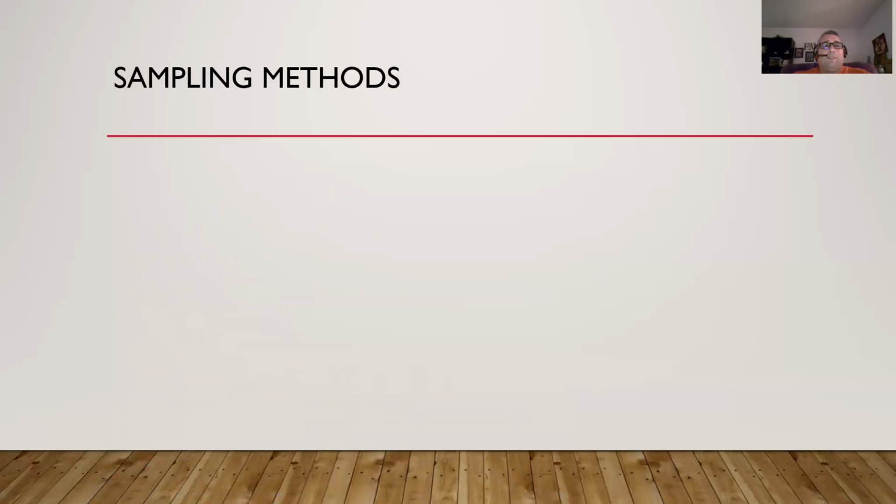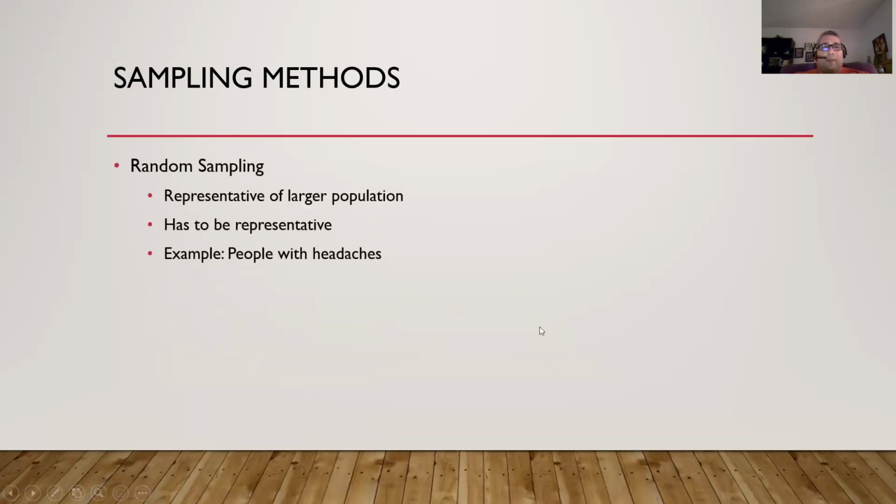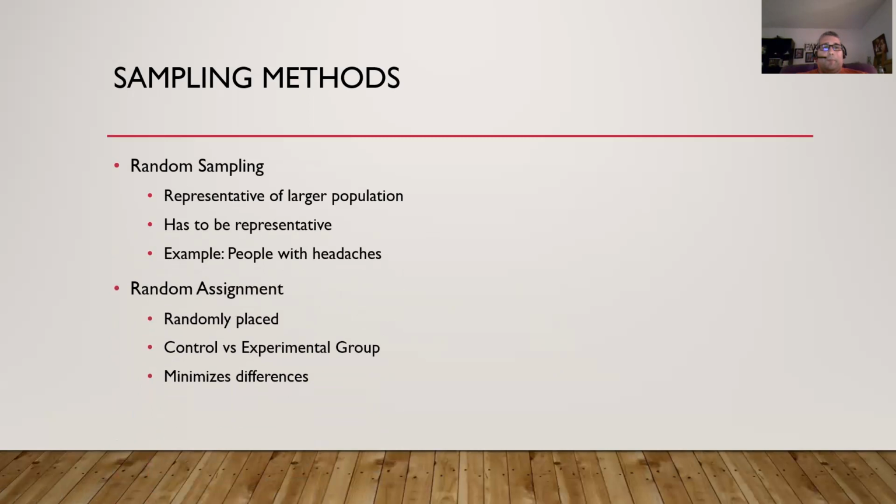Now, when we dive into sampling methods, this is also something that's missed on the exams from time to time, because a lot of students don't spend much time with research terminology and definitions. There are two different kinds: random sampling and random assignment. Random sampling means you take a group of people out of a larger population that's representative of what you're doing for the study. Again, we'll use the headache study. If there are 10,000 people that have headaches, you're going to find 100 of those people and pull them aside to do a research study.